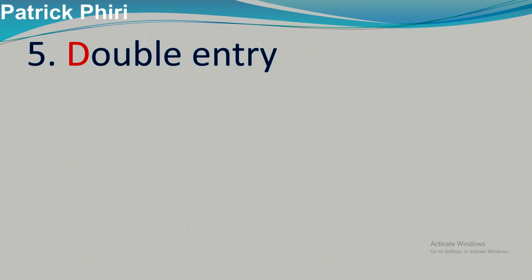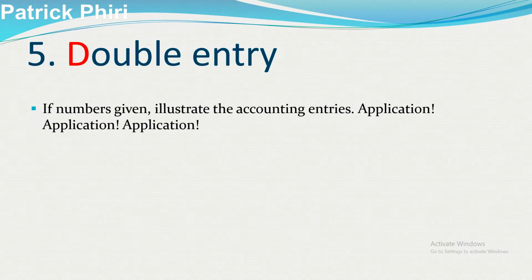Linking on with the previous point of dates, friends, is double entry. Okay, what's the accounting treatment? If given numbers, you have to illustrate. Remember, application is key in this exam. You have to apply at this level. All right, you have to apply the information in the scenario. So can you demonstrate with the numbers given?